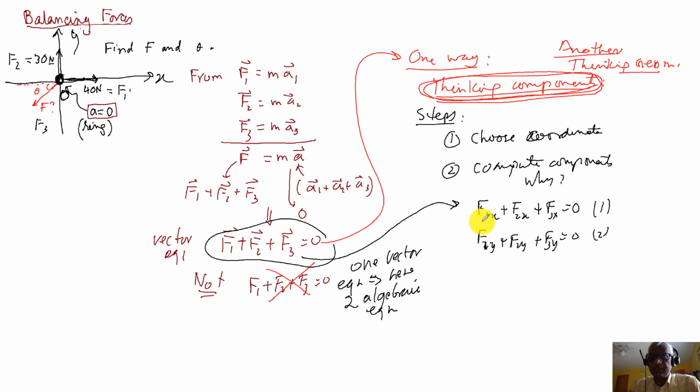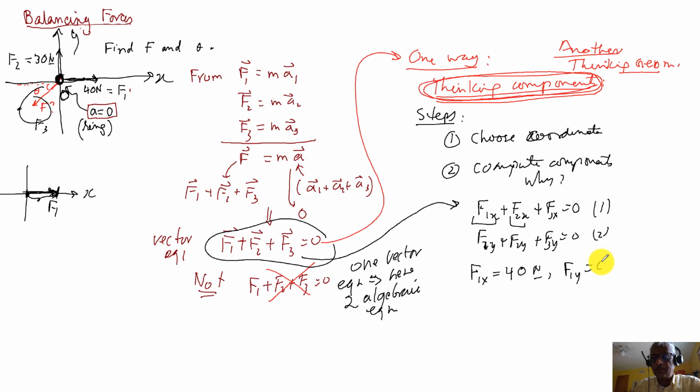If you put this in from here, we can get for the other force what the x component and the y component are. So let's work it out here. I'm going to work out each vector at a time. This is the f1 vector. It's all along the positive x-axis, so its component is all just x. There's no y component. So f1x is 40 Newton, and f1y is 0.